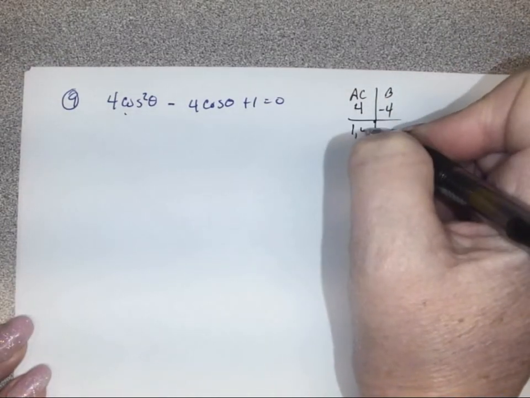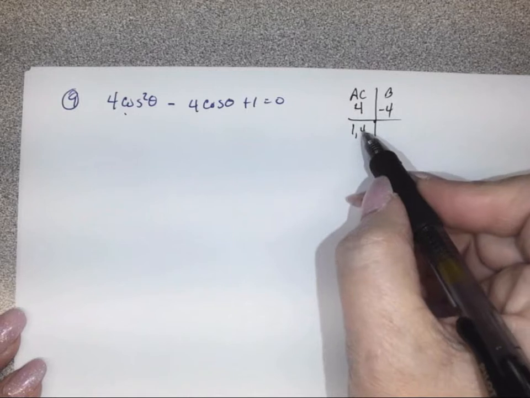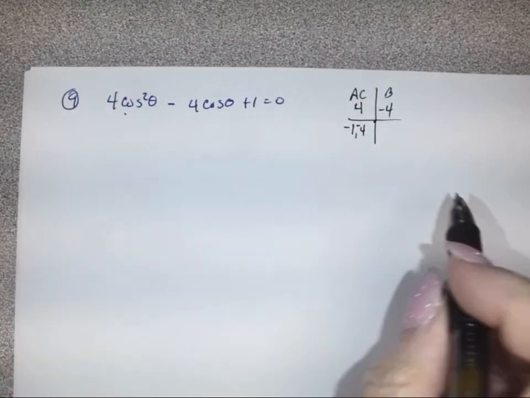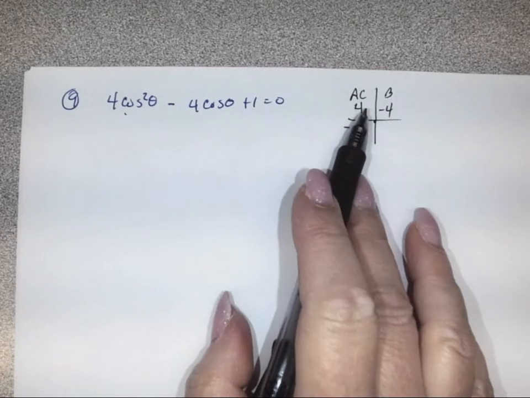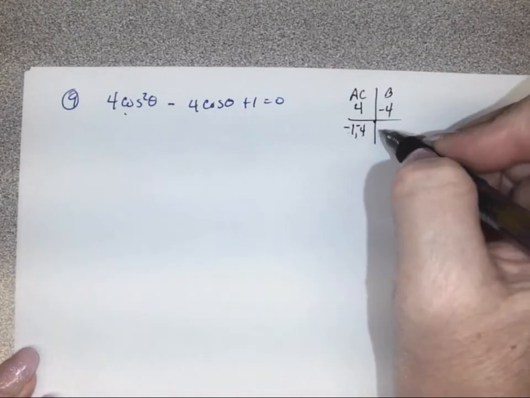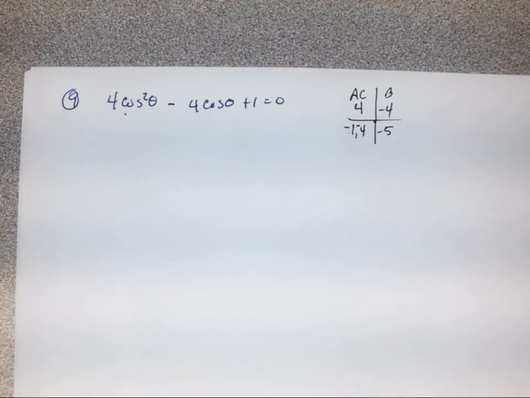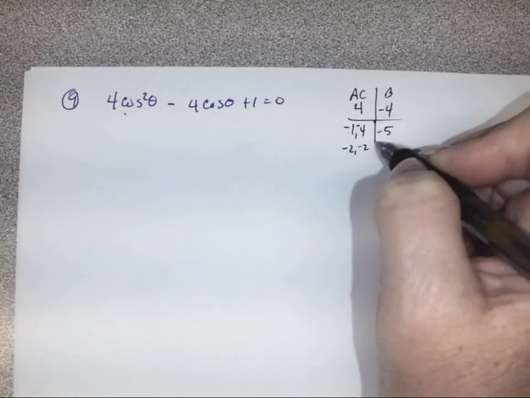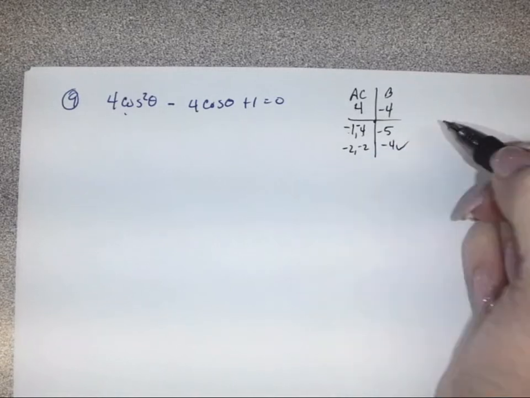So if I start with 1 and 4, my bigger number has to be negative, and I need them both to be negative so that when I multiply I get a positive. So negative 1 times negative 4 is positive 4. When I add them I get negative 5. Not quite there. So then negative 2 times negative 2 gets me a positive 4. When I add them I get negative 4.